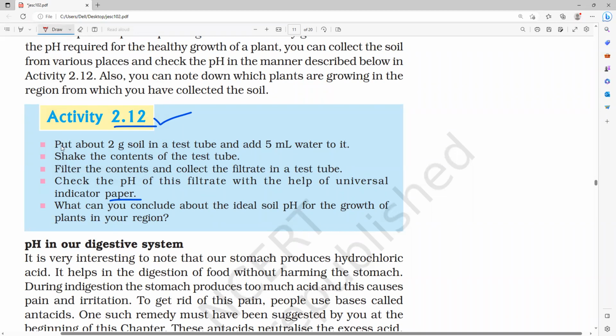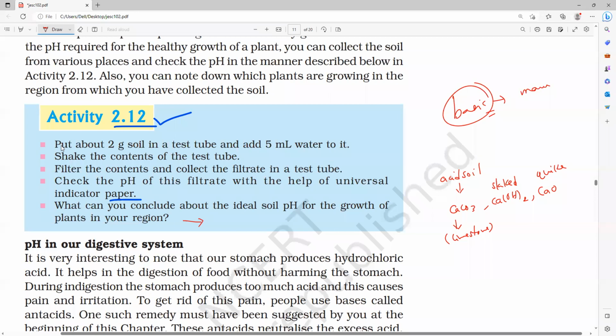Suppose you get acidic soil, then you suggest to your father or the farmers in your region to add calcium carbonate, calcium hydroxide or calcium oxide. Calcium hydroxide is slaked lime, calcium oxide is quicklime, and calcium carbonate is limestone, or chalk. If the soil is too basic, we suggest adding manure, or compost.